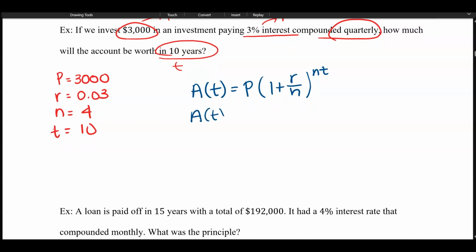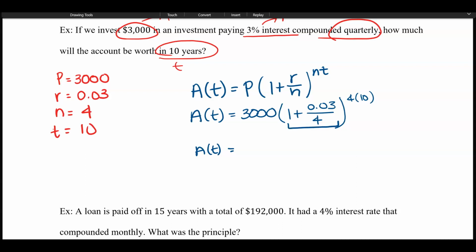So A of T, our principal is going to be that 3,000. 1 plus our rate, 0.03, over N, which is 4, to the N times 10. Okay, so our A of T. Then we're going to just plug this into our calculator. Be careful with the way that you plug in this part here. Take your time with this, right?